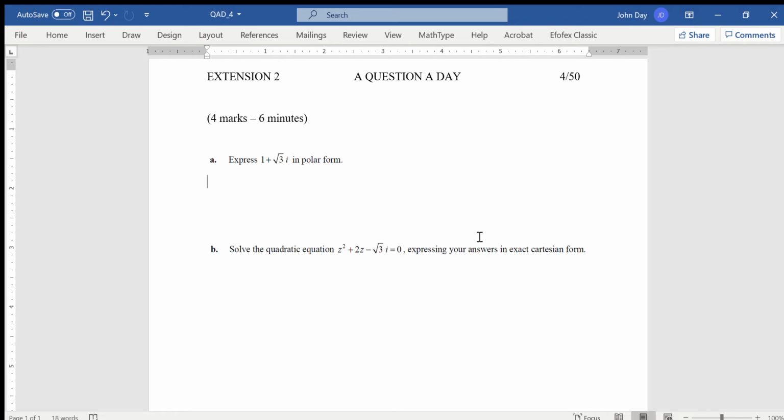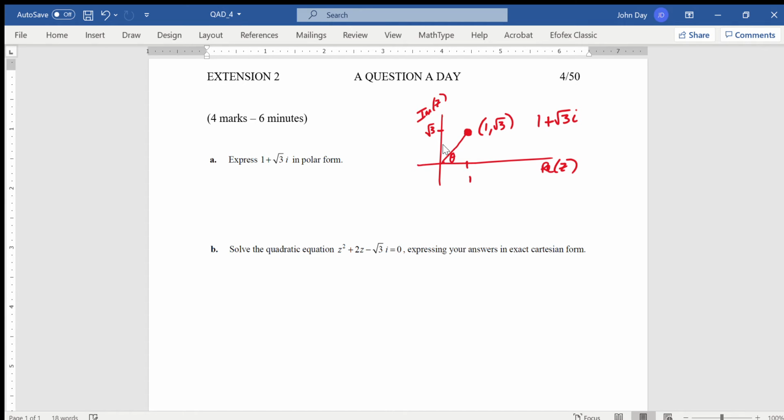All right, expressing in polar form. So let's just draw this up here for a minute. Here's our Argand diagram, our complex plane. There's the real part of z, the imaginary part of z. Say that's root 3 there and that's 1. Then that point there is the point (1, root 3), representing 1 plus root 3i. So that's what they're wanting.